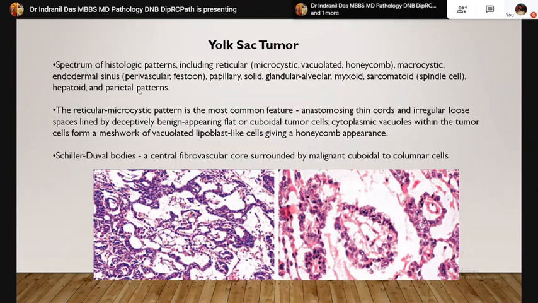In this pattern of growth, there are anastomosing thin cords and irregular loose spaces lined by deceptively benign appearing flat or cuboidal tumor cells. Cytoplasmic vacuoles are seen within the tumor cells and they form a meshwork of vacuolated lipoblast-like appearance. Schiller-Duval body is sometimes present. This is characterized by a central fibrovascular core surrounded by malignant cuboidal to columnar cells.